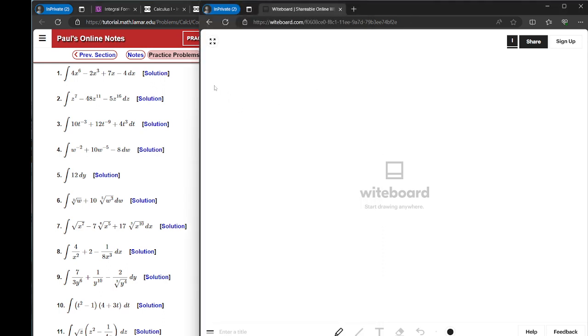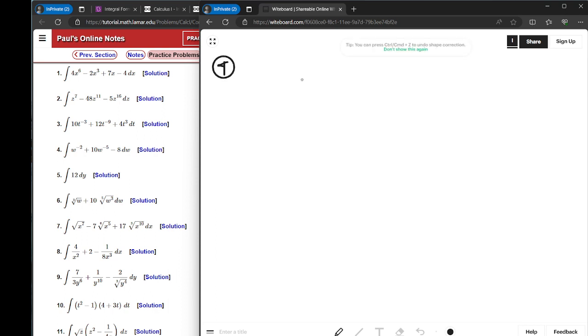So number 4 has an exponent. I'm using whiteboard.com right now so that I can write on this. It's just like a whiteboard where you can write anything. So let's start again with number 4. Right now I'm using my mouse.